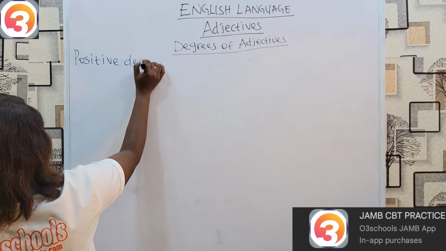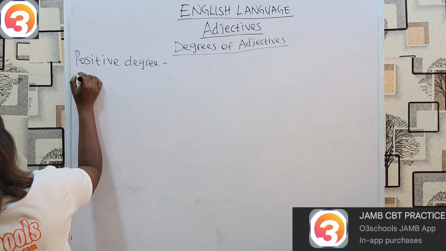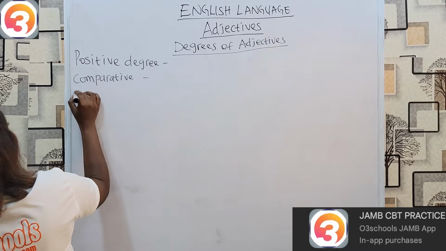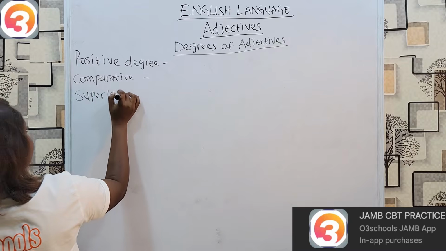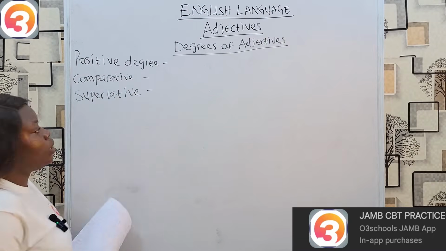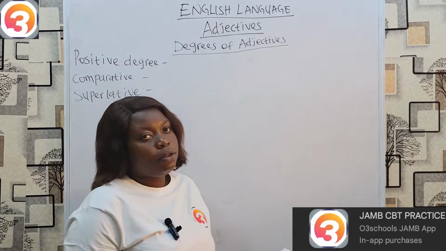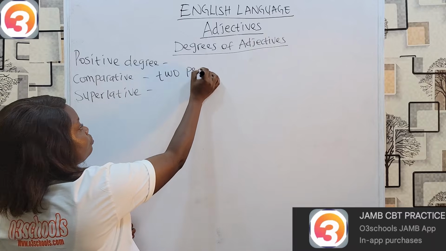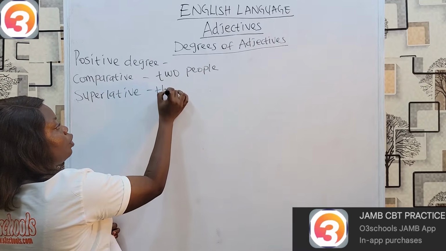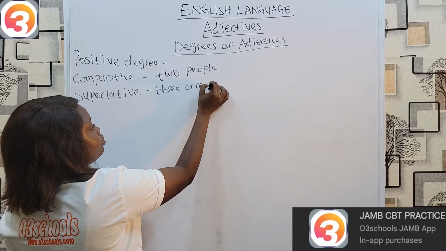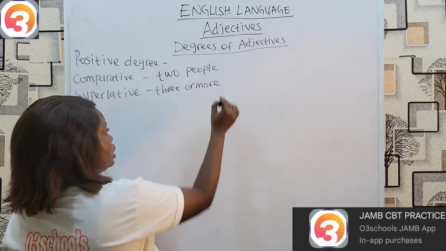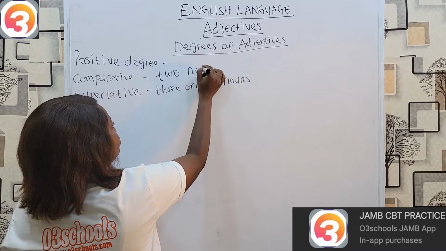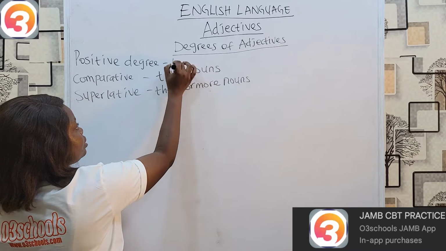Positive degree, comparative, and superlative. Because we can use adjectives to compare. So for comparing two people, we use the comparative. And for 3 or more, let's say nouns rather than people. Nouns. This is the basic form.